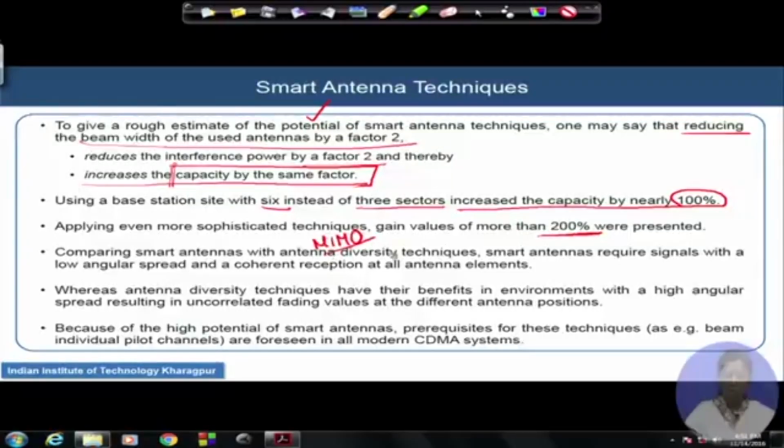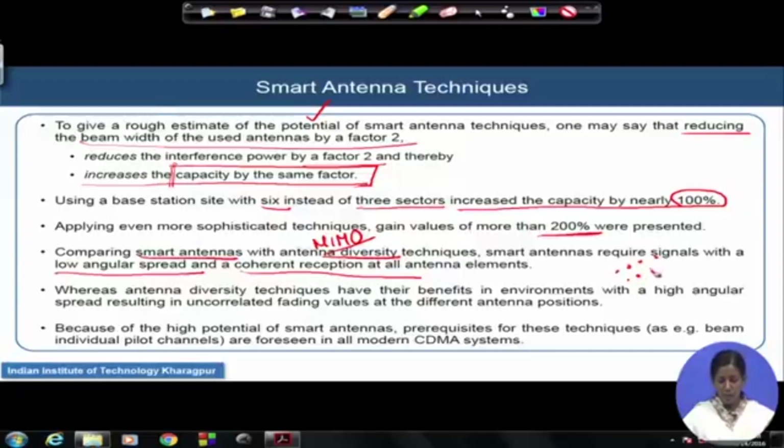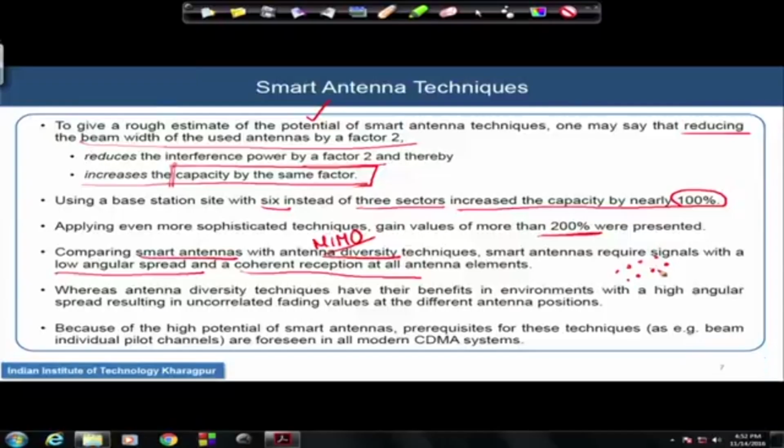Okay. Now, comparing the smart antenna with the antenna diversity technique, what we get via the MIMO architecture, MIMO antennas utilized for antenna diversity. If I compare that with the smart antenna, where is the gain, what is giving what, then we will see that smart antennas require signals with a low angular spread, and coherent reception is heavily required at all the antenna elements. The antenna elements are spaced such that you can process the signal to maximize the input SINR.